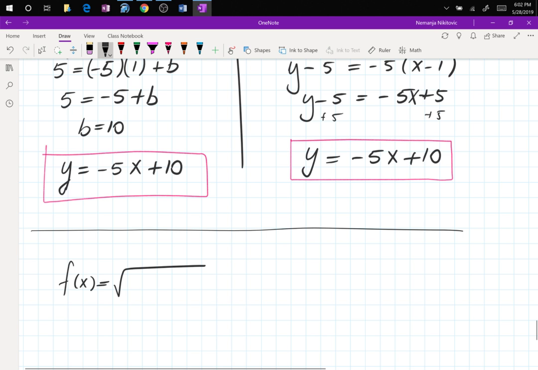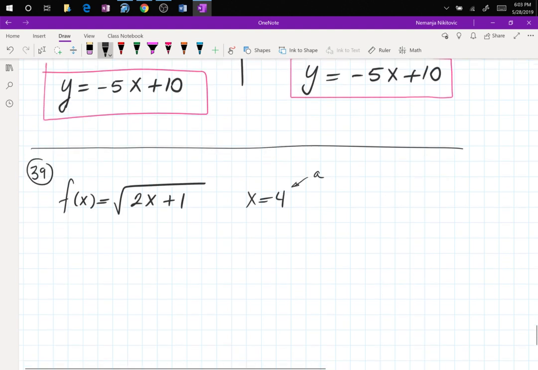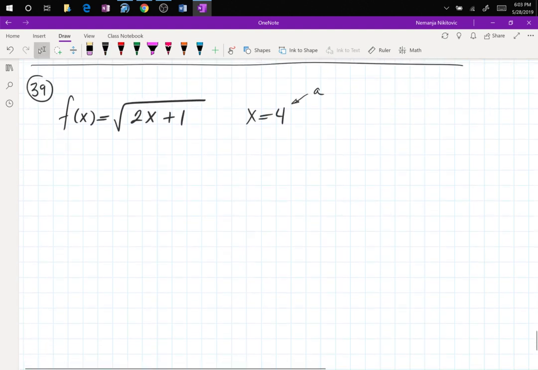So square root of 2x plus 1, and they're looking at the point x equals 4. It's problem 39 in the textbook. So 4 is your a value, right, that you will be using in your calculations. So let's go. You find the derivative through the limit, plug in 4 to get the slope, figure out the values.